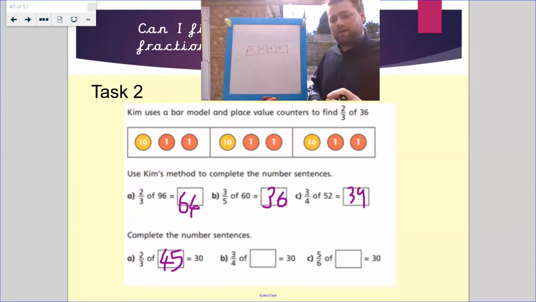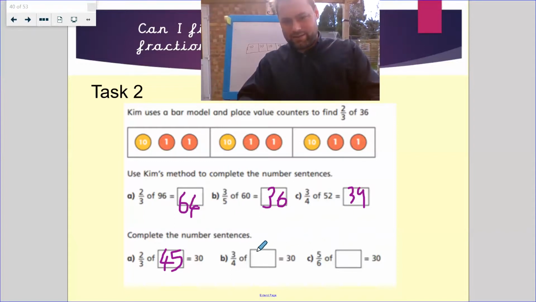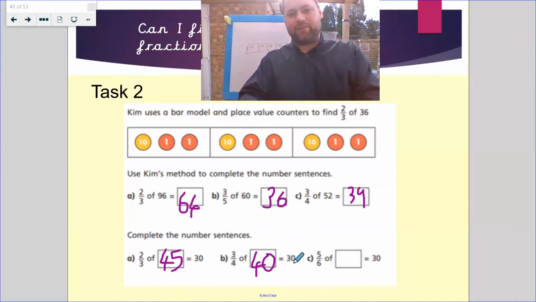So we know that if we divided 30 by 3, we get 10. 10 times 4 is equal to 40.